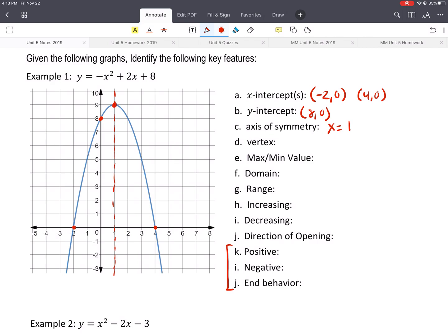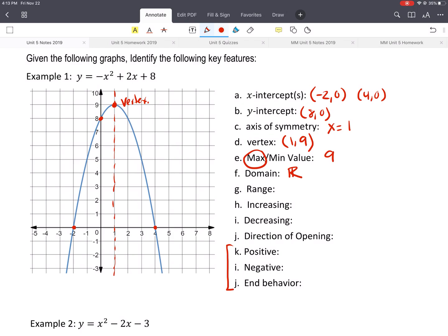The vertex, right here, vertex. It's the turning point. So we'd write that as 1, 9. Okay, is the vertex a maximum or a minimum? Here it's a maximum, and its value would be 9. Domain is all real numbers.